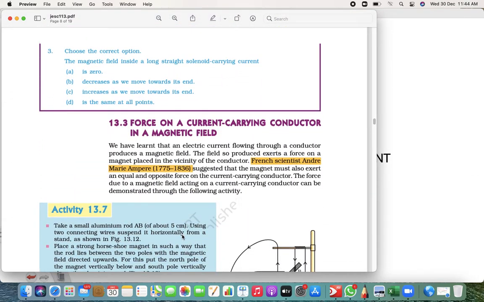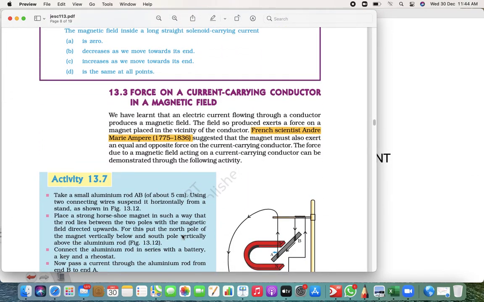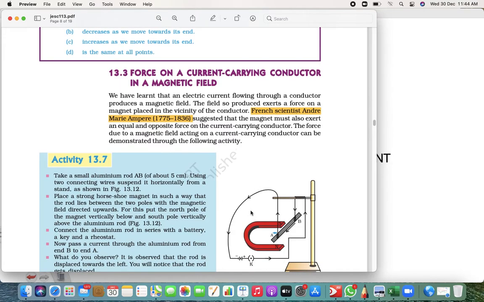What we are going to see next today is the force on a current carrying conductor in a magnetic field. Understand this very properly. Force on a current carrying conductor. Let's say we put a magnetic field. So we have a permanent magnetic field.